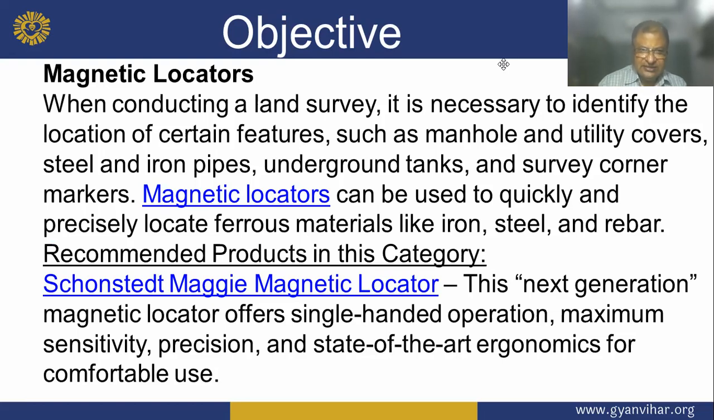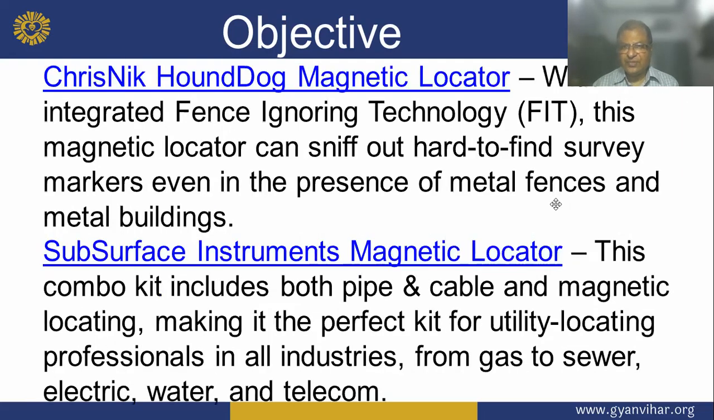And next is the Schonstedt magnetic locator. This next generation magnetic locator offers single-handed operation, maximum sensitivity, precision, and state-of-the-art ergonomics for comfortable use. These are all the best types of machines for measuring direction.